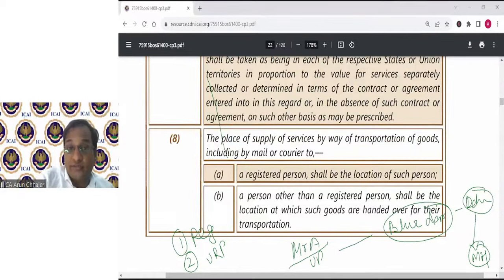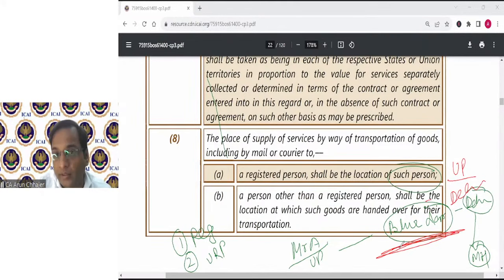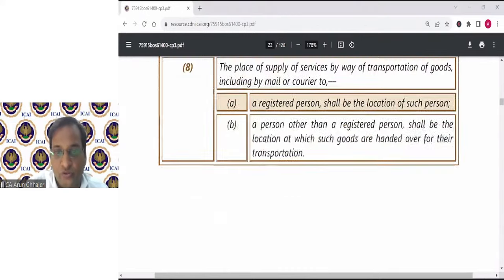If it is registered, then the location of the recipient, it means Uttar Pradesh. If it is registered, then UP would be the place of supply. If it is unregistered, then Delhi would be the place of supply. Next question, who is the supplier? Answer is Blue Dart. What is the nature of the supply? Transportation of goods.